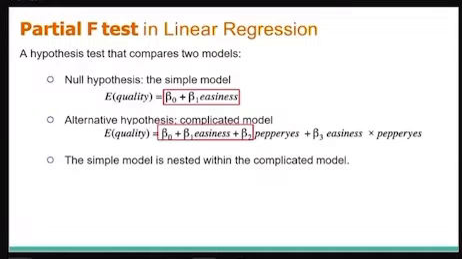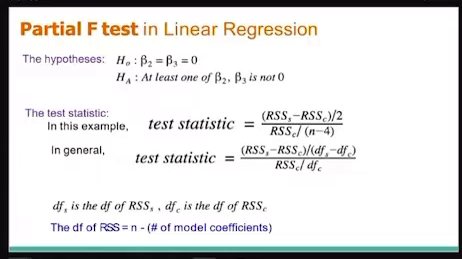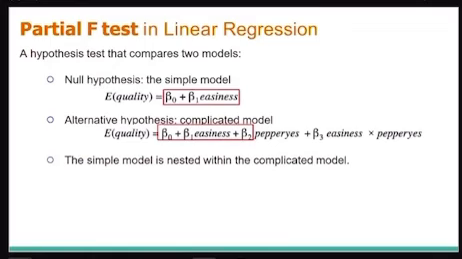Now, how is the hypothesis going to be? Oh my God, look at this. What do you say? Beta 2 equals beta 3 equals 0. You remember that time? If you have a complicated model, let's come back here. If this coefficient is 0 and this coefficient is 0, automatically you have the null hypothesis.